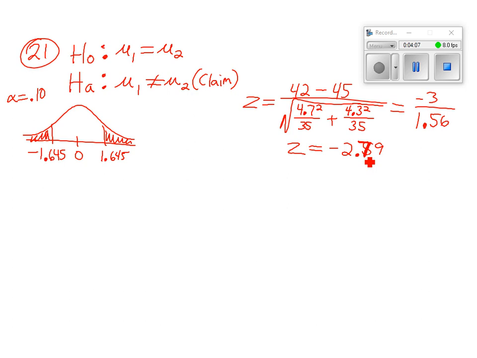-2.7, is that what we're going with? Now, once you have that, we're gonna check it. Does it fall in the shaded or outside the shaded? And so what's that tell us? It's rejected. Reject the null.